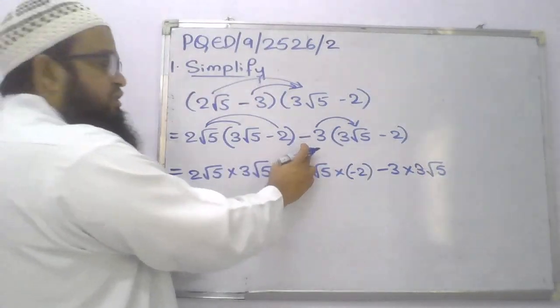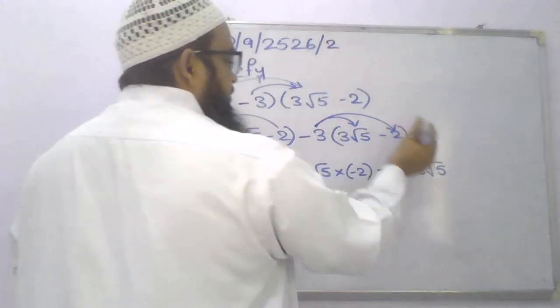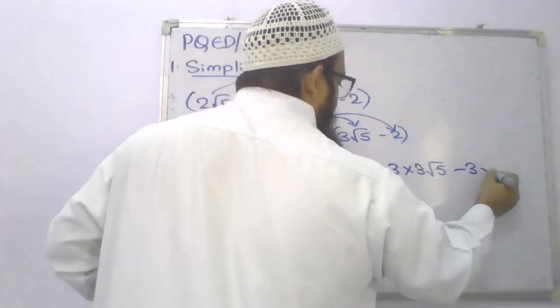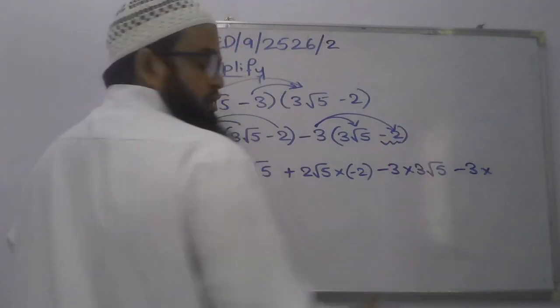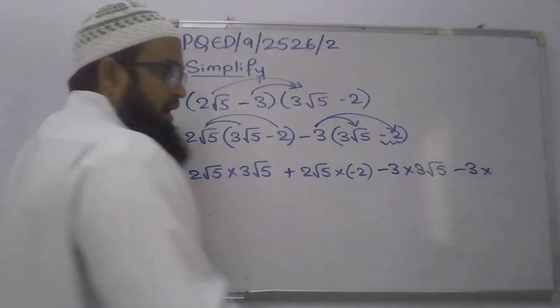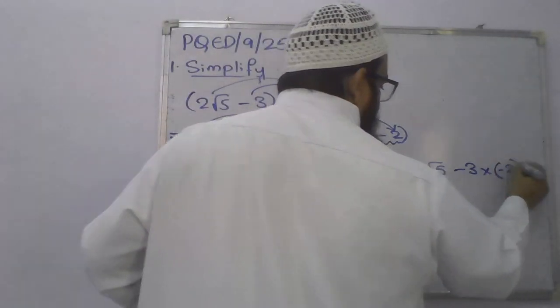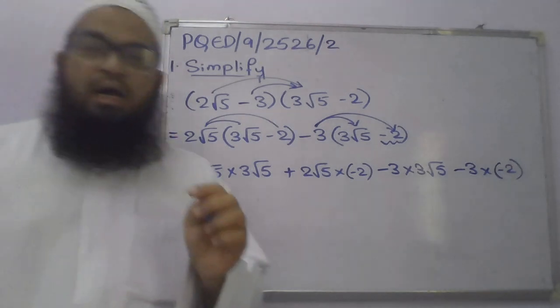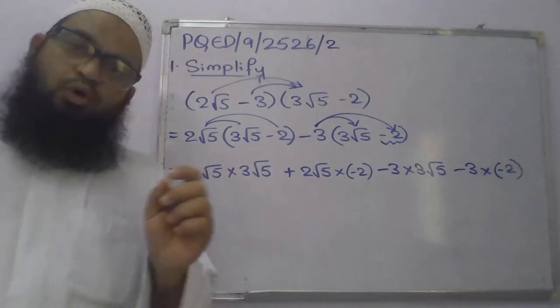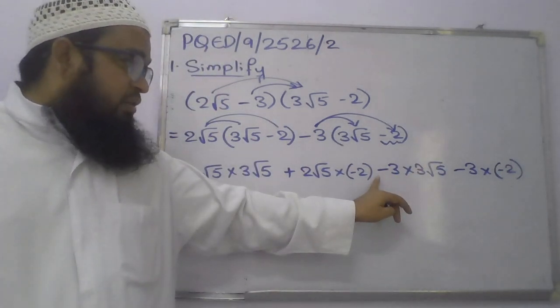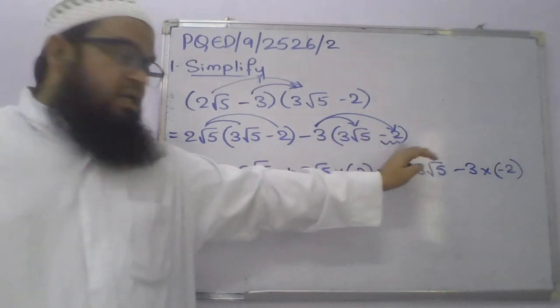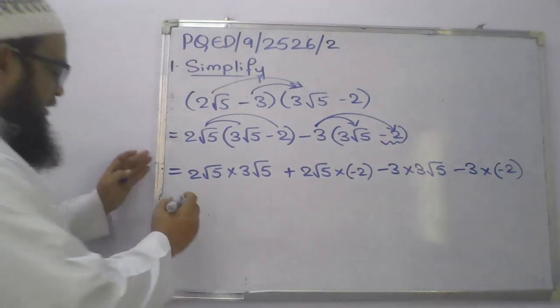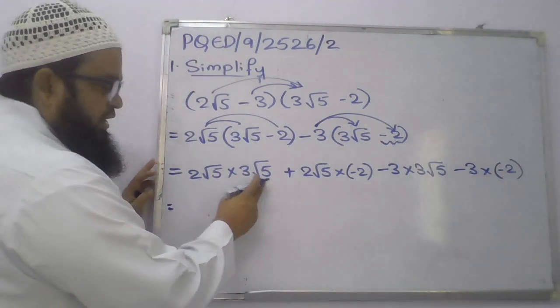And here you are distributing minus 3. So therefore you write minus 3 multiplied by what is the number over here? It is minus 2, so keep it in brackets. I hope you understood, right? Whenever you are distributing negative, keep negative, and if you are multiplying to a negative term, keep it in brackets.